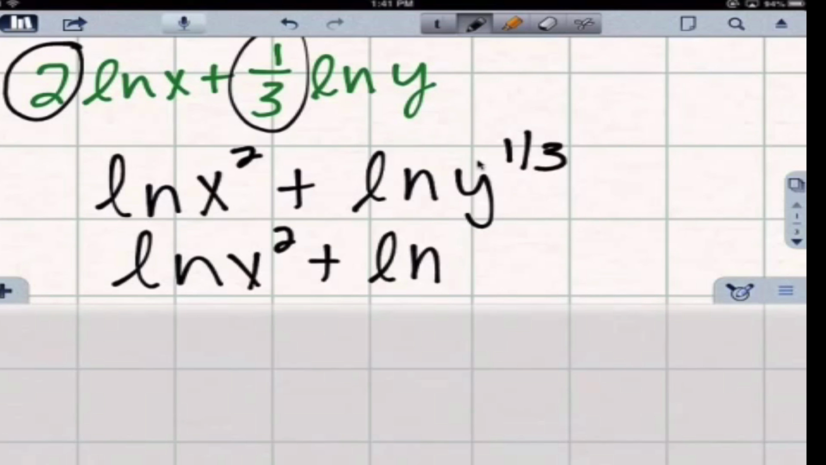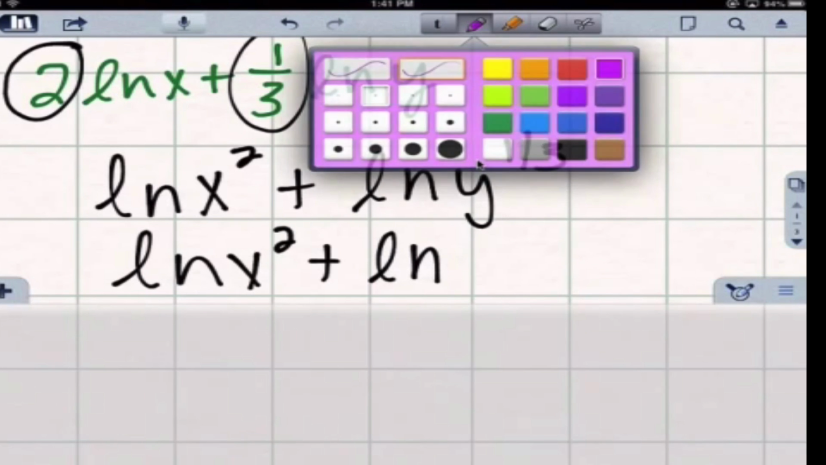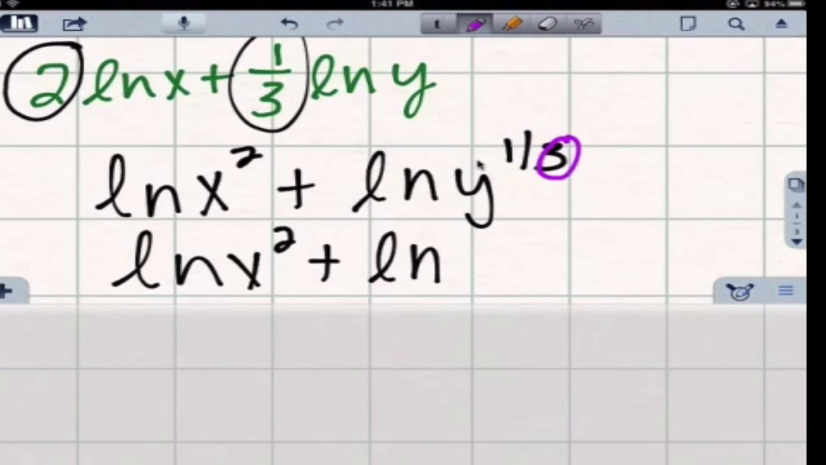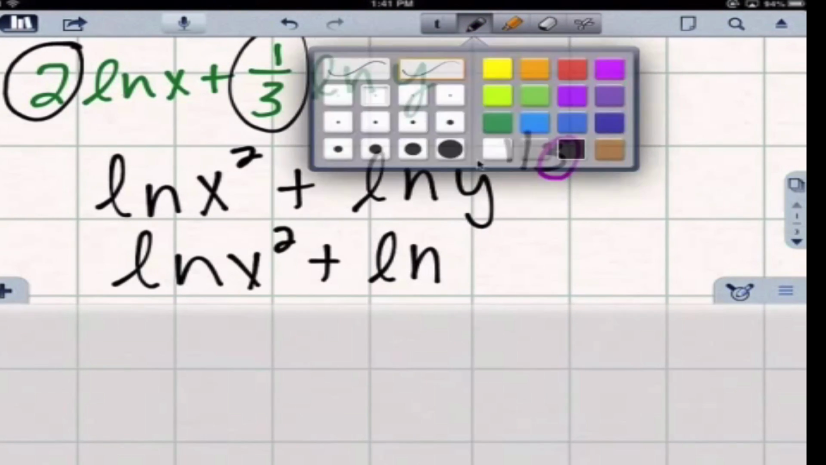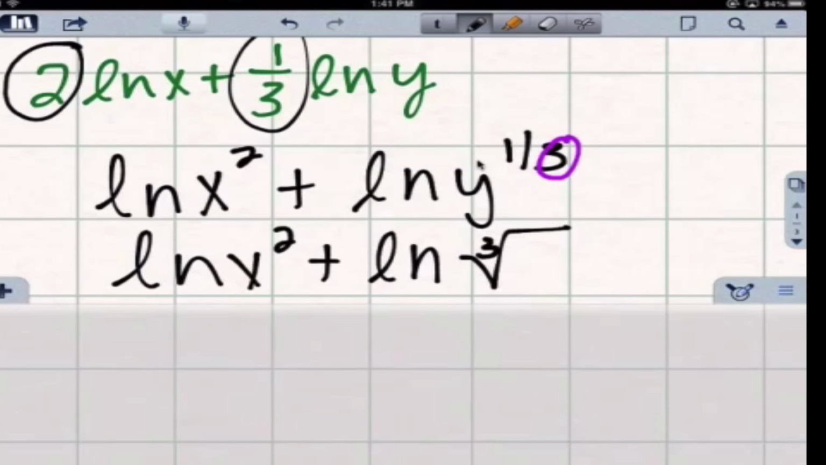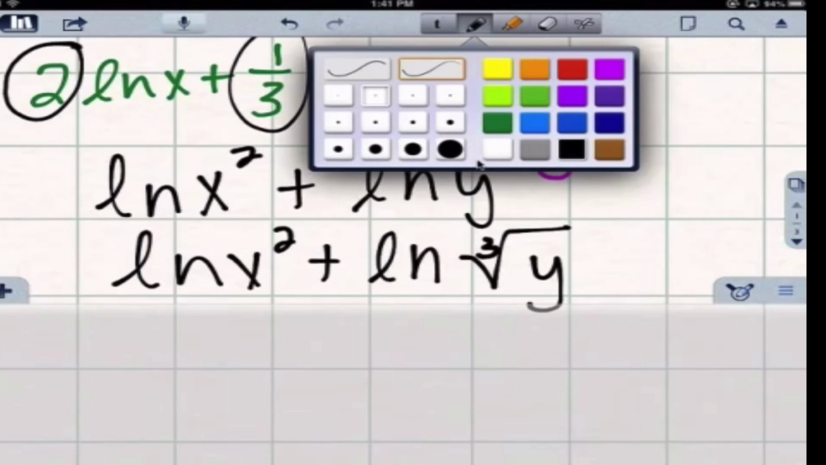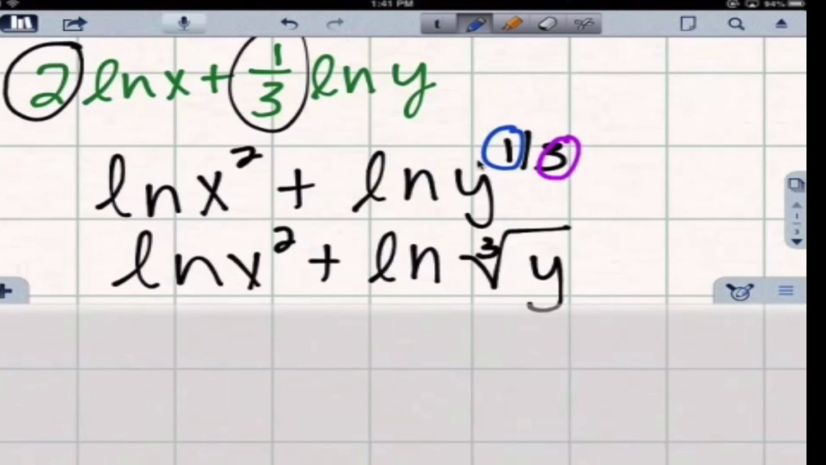We've worked in class with like x to the 1/2 is root x, y to the 1/3, that means that my denominator there, that 3, becomes my index number. So it becomes ln of the cube root of y. This numerator right here, the 1, is actually the exponent of 1. I'm sorry, the exponent of y. Since it's 1, I don't have to write it.